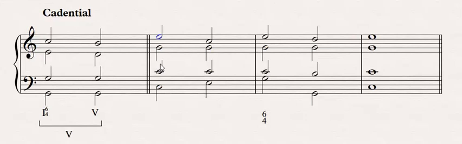Okay, and that's how cadential 6/4 chords work. It's always a 1/6/4, it's always followed by a 5, and it functions together as one big 5 chord. Okay?